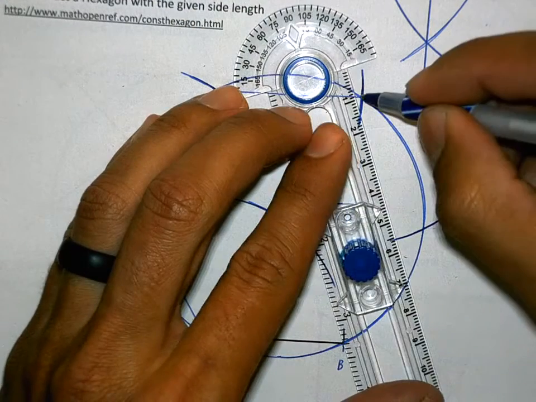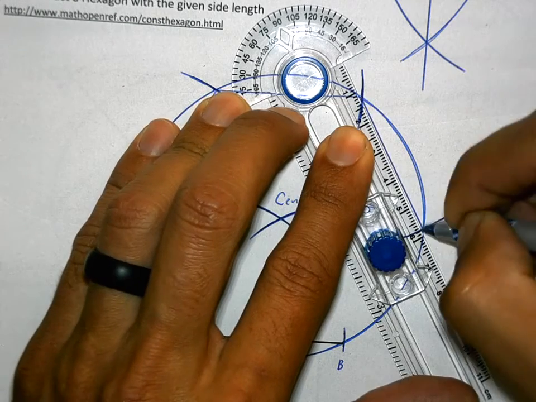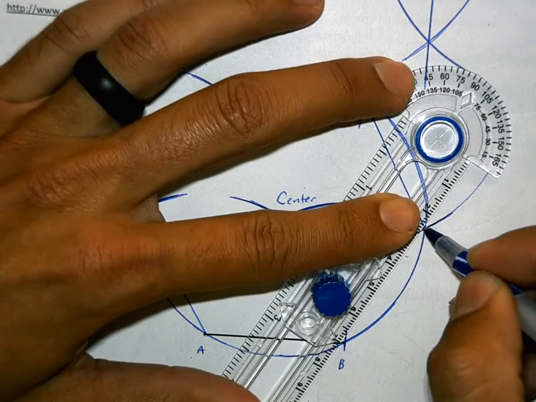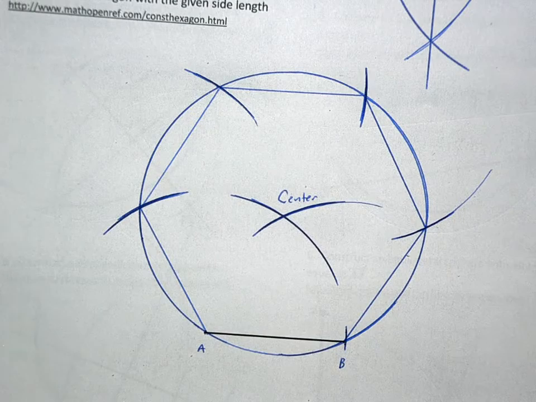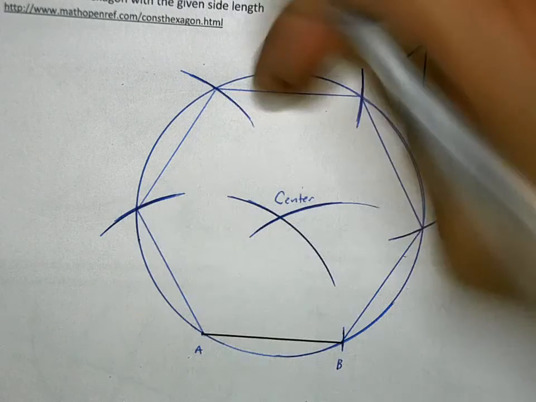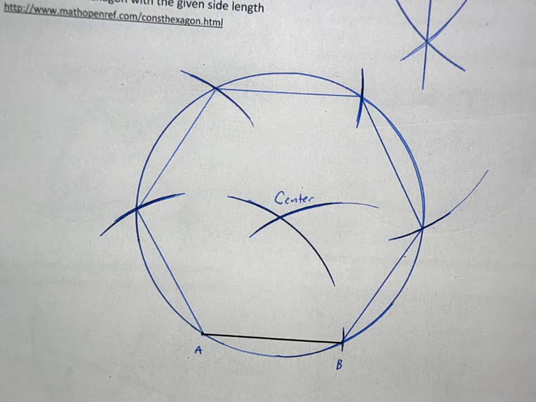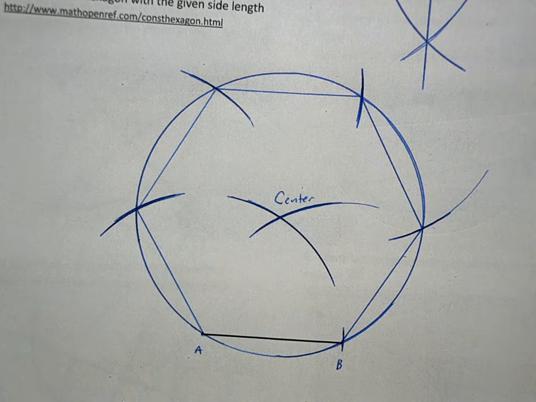Connect your corners. If you look at that, perfect, perfect, perfect, perfect, perfect. No measuring. We didn't measure anything. All we did was use a compass and a straight edge.